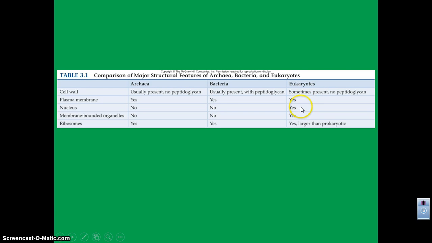The eukaryotes are the only ones with a nucleus. The archaea and the bacteria have no nuclei. They have that squiggle of DNA, that nucleoid, but nothing to surround it and hold it together to call it a nucleus. They do not have membrane-bound organelles in archaea and bacteria, but eukaryotes do. They all three have ribosomes, but the ones in the eukaryotic cells are larger than those in the prokaryotic cells.